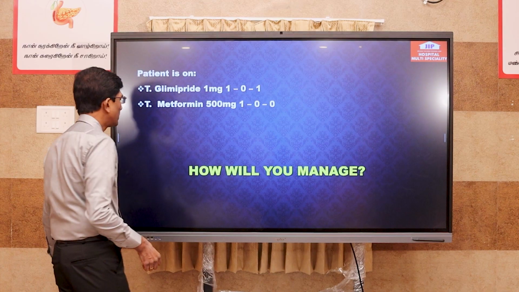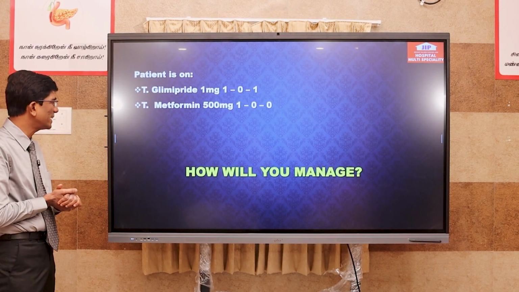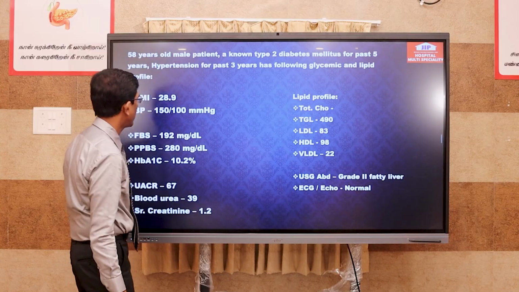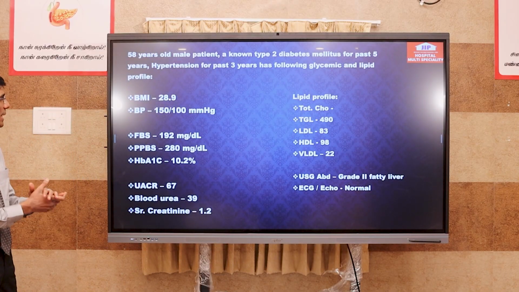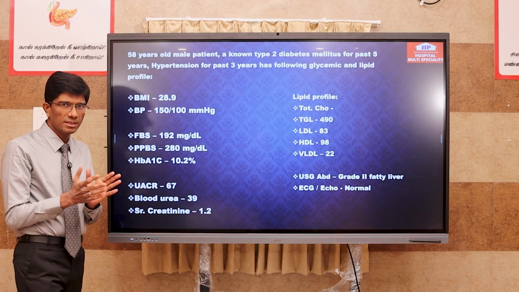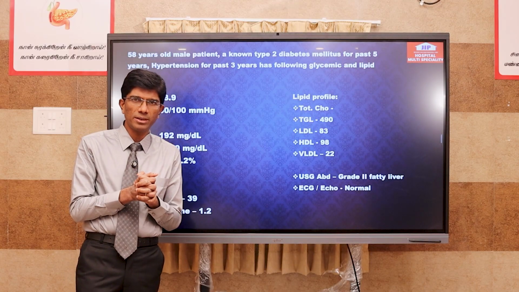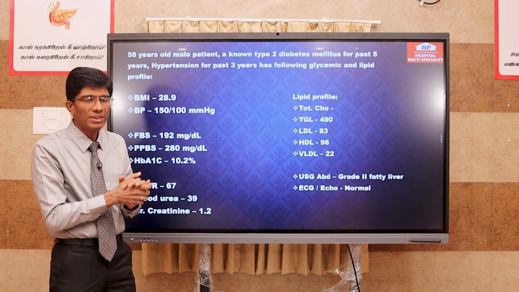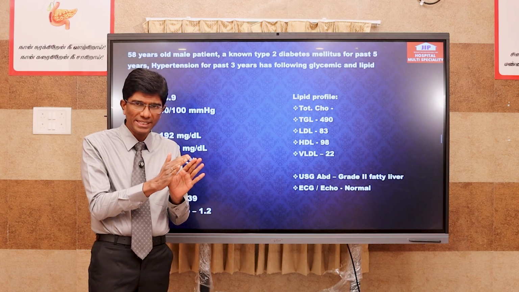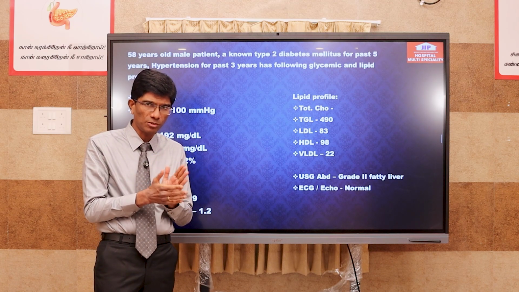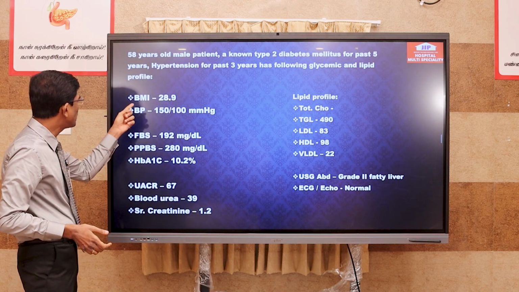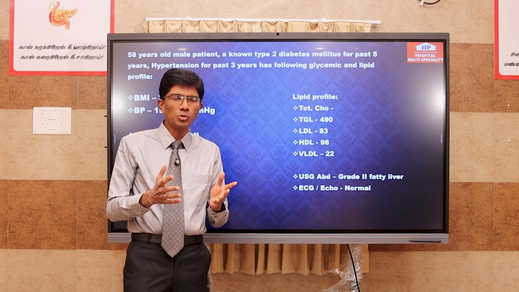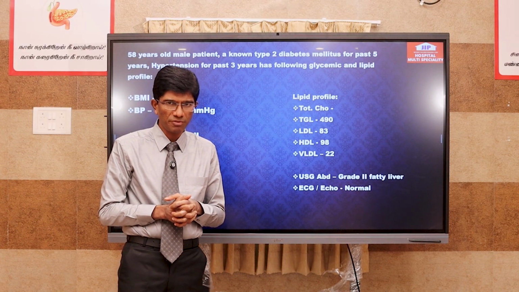The patient is on tablet glimepiride 1 milligram twice daily and metformin 500 milligram. So how will you manage? Okay. Any patient who presents with a glycemic and lipid profile, it is better to start with his phenotype, whether he is at optimal weight or the patient is overweight or obese. His BMI is 28.9. Many times we fail to appreciate the importance of BMI.